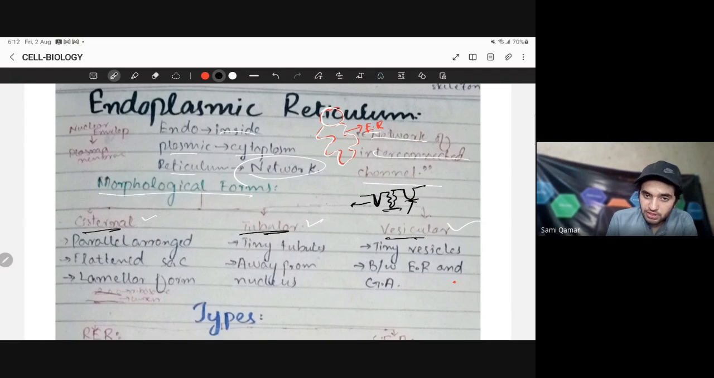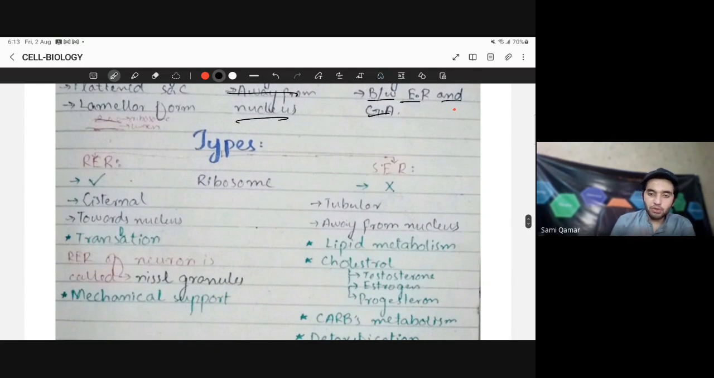These are these structures. Tubules are tiny tubules away from the nucleus. Vesicular forms are tiny vesicles between endoplasmic reticulum and Golgi apparatus. These are like circles where protein will be packaged and will go to the Golgi apparatus. Don't worry, I will tell you the types. There are just 2 types: rough endoplasmic reticulum and smooth endoplasmic reticulum.